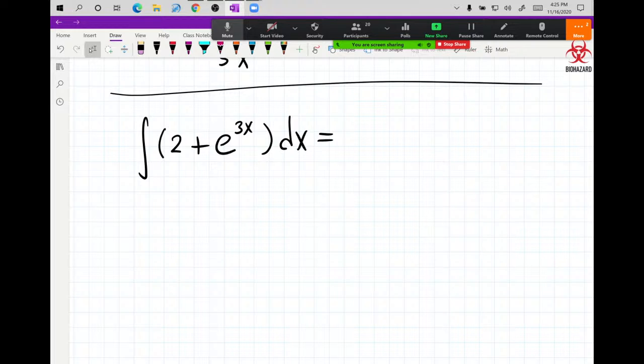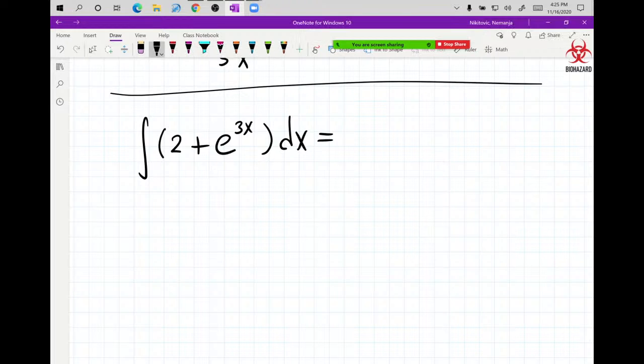So the first one gives us 2x because the derivative of 2x is 2. You can go that way. And then plus e to the 3x over 3 plus c. All right, very, very good.